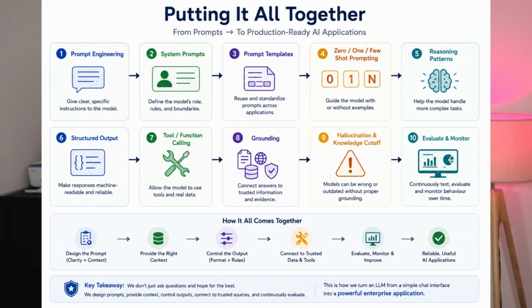And hallucination and knowledge cutoff remind us that models can be wrong, especially when the information is missing, outdated, or not properly grounded. And this is how we work with the models in the real application.